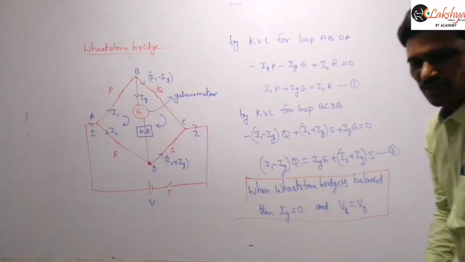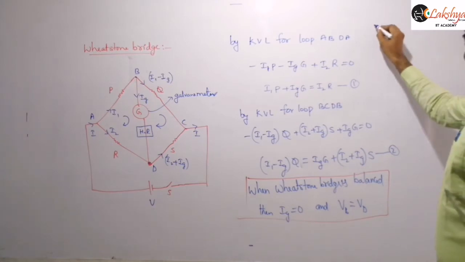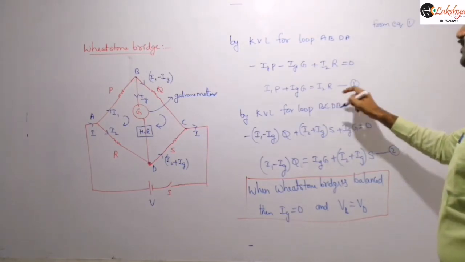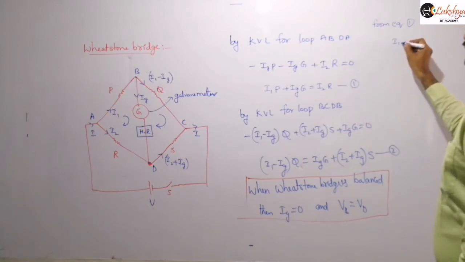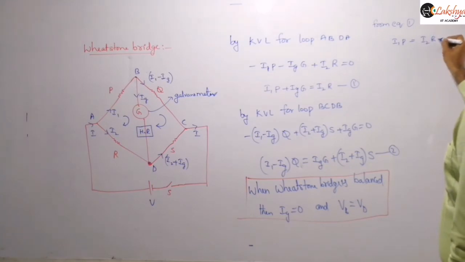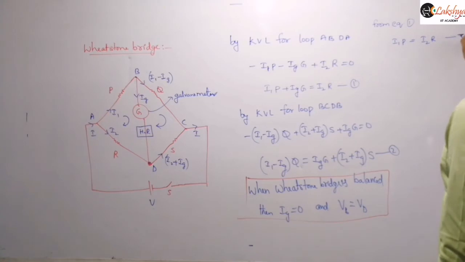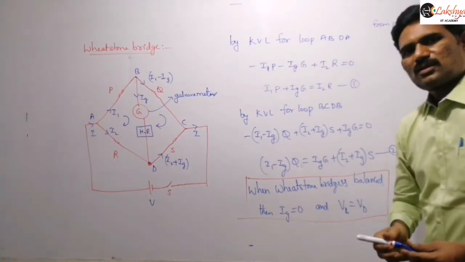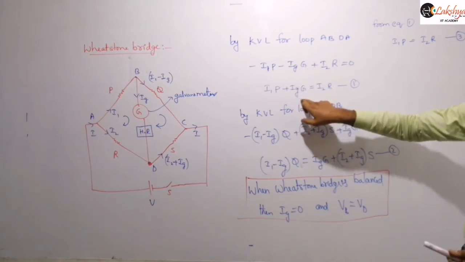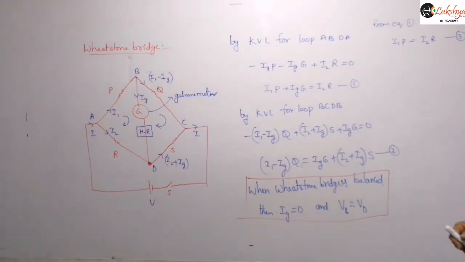So now let us see what changes take place in these equations here. So that means I can write this value as I1 into P is equal to I2 into R, right? Suppose I am taking this equation as equation 3. Got it? In this equation 1, the Ig value is 0, so this term will become 0. Then I1 into P is equal to I2 into R.